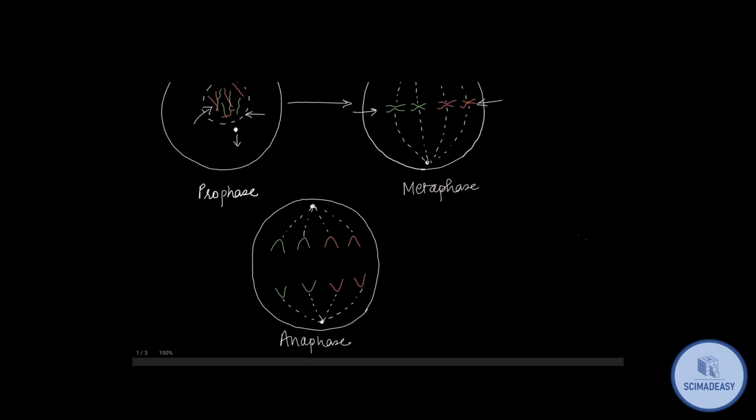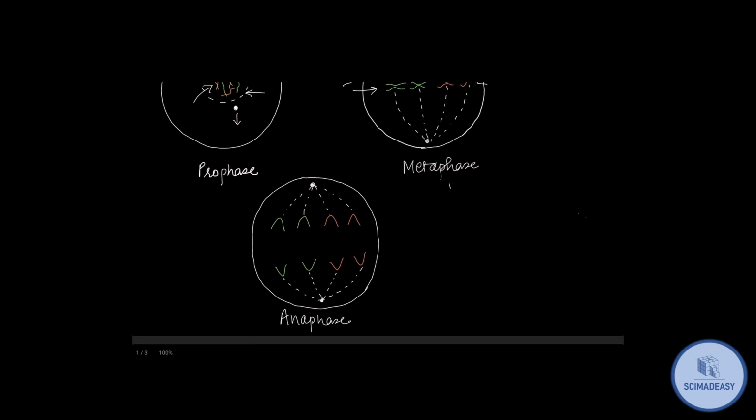Then the cells move to anaphase. In this phase, the chromatids are separated into two by the spindle fibers which are emerging from the centriole. This ensures that each cell has half the number of chromosomes that were present.